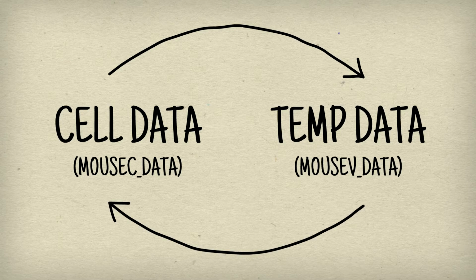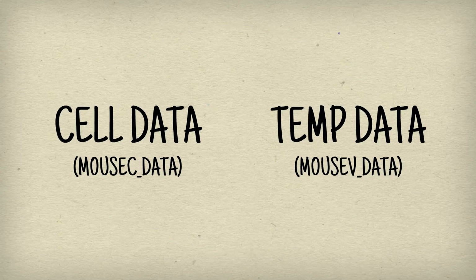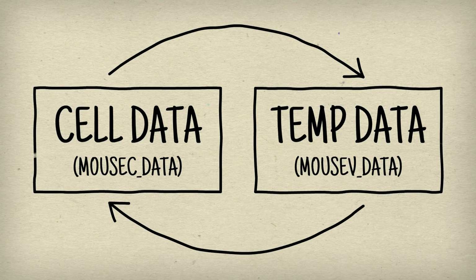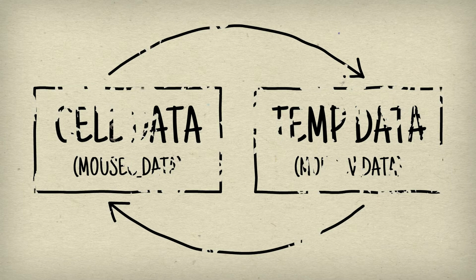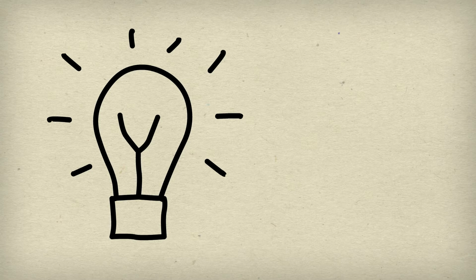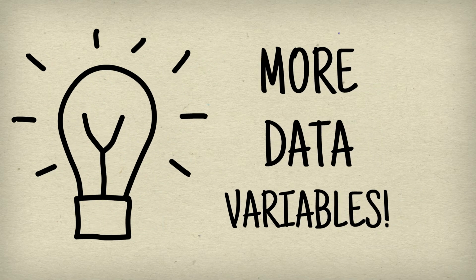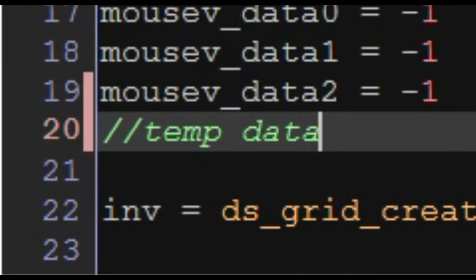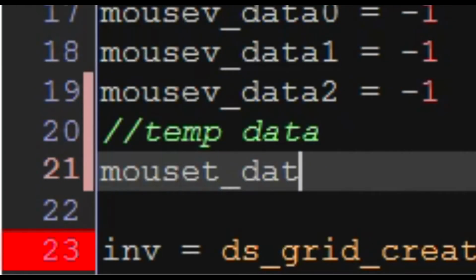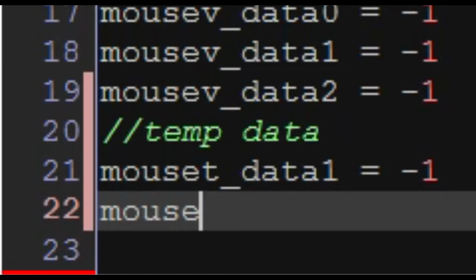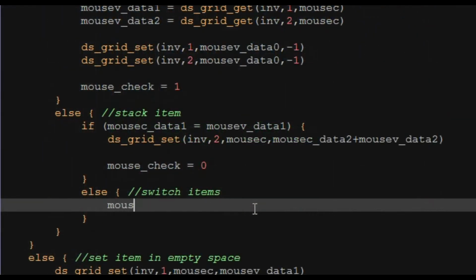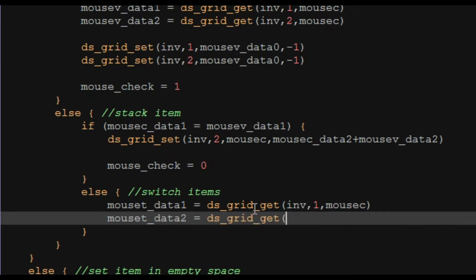So with item switching, there was a bit of an issue. We had to maintain both cell data and temporary data while also updating both sets of data in order to switch them around. And the answer I came up with was to introduce two new variables that created yet another set of temporary data. So if I haven't lost you at this point, let me explain the logic behind this one. If a cell has data and we've got temp data that isn't the same type as the cell, then we want to switch them around.